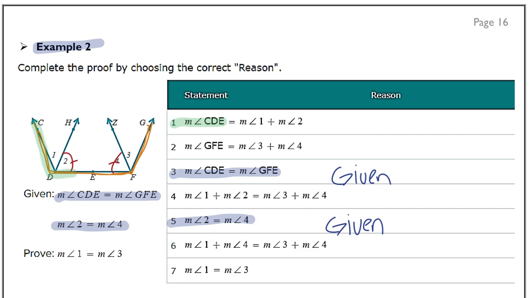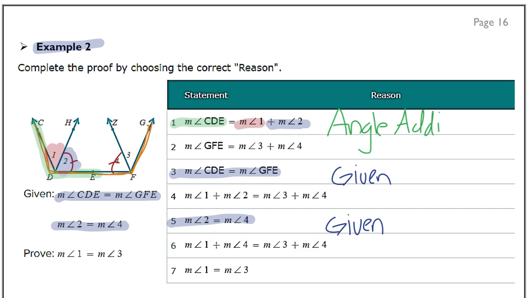This measure of angle CDE is both the measure of angle 1 right here and the measure of angle 2 combined. So if I put angle 1 and 2 together, we add them up and equal this angle. Remember, that's angle addition this time, so not segment addition, it's angle addition.